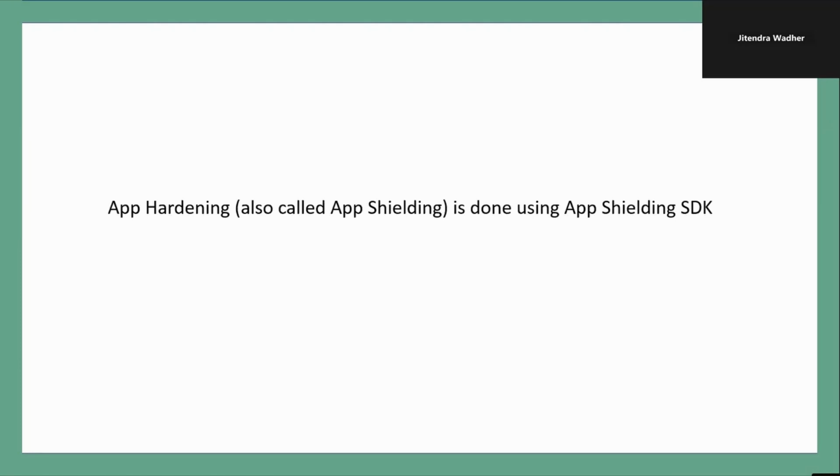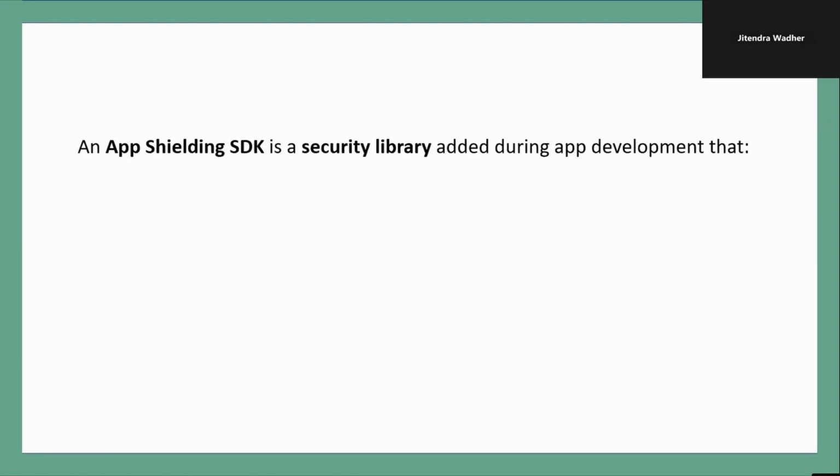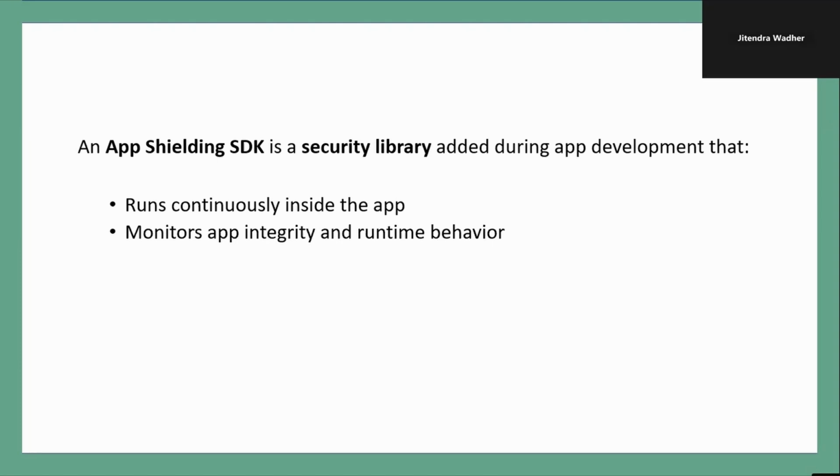It is implemented using something called app hardening or app shielding, by usage of an app shielding software development kit. The app shielding SDK is a security library which gets added during app development. That security library keeps running continuously inside the app, and it keeps monitoring the app for integrity and runtime behavior, and it detects and blocks attacks in real time.